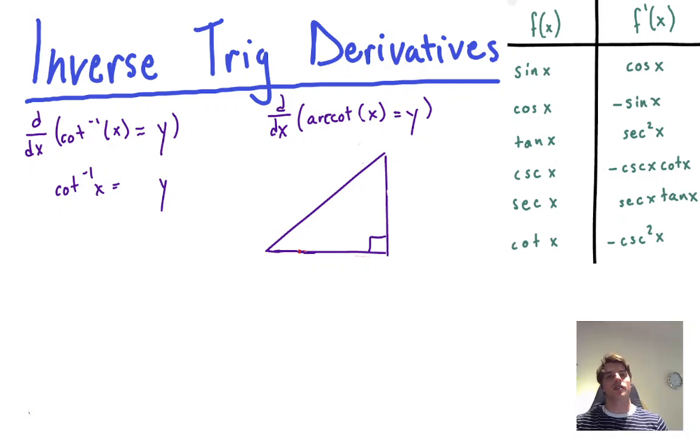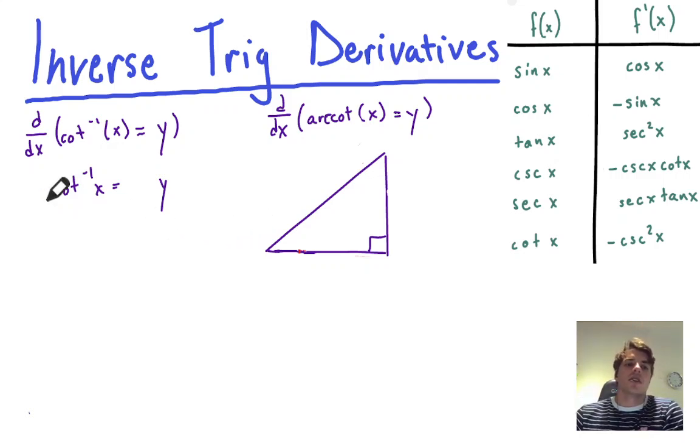Our final inverse trig derivative: cotangent inverse of x equals y. I would be shocked if you had to do this on an AP test. You're most likely to see tangent inverse. Cotangent and the secants, I really wouldn't expect you to see. But it doesn't hurt to do the process again and see where this comes from.